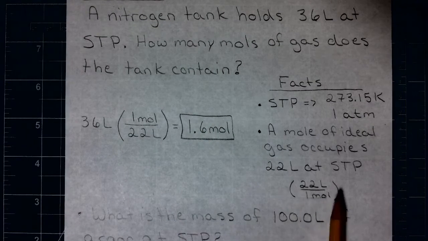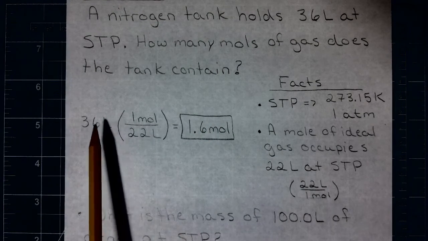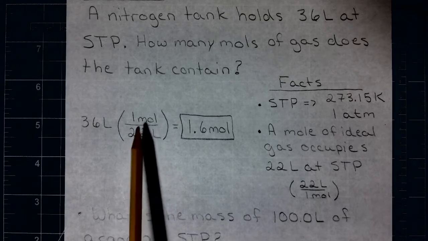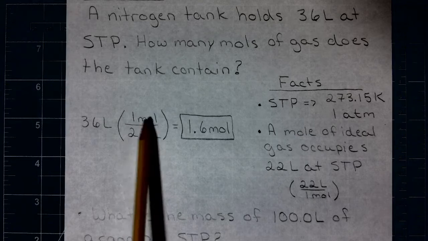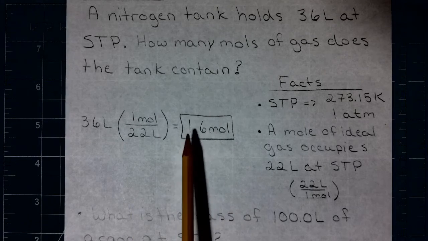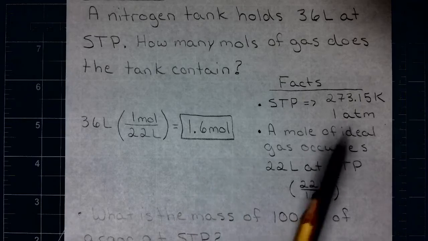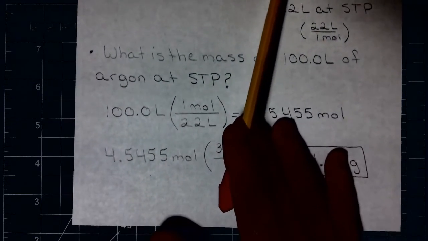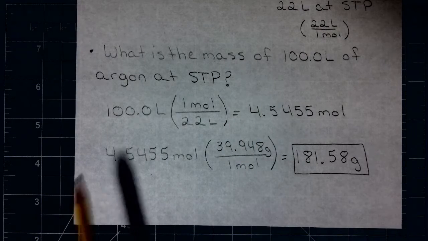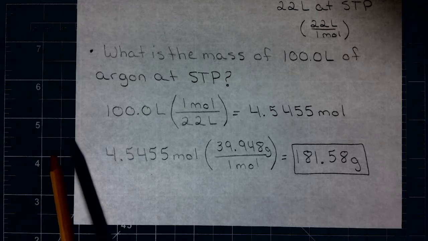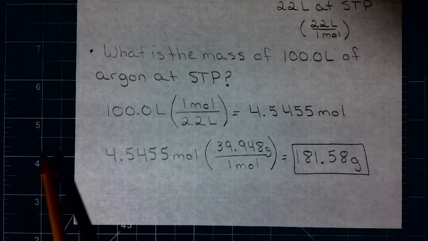With this fact known, we can convert the 36 liters of gas to moles by dividing by 22 liters, multiplied by 1 mole, and we see that the tank is holding 1.6 moles. We can combine these sorts of problems with any of the other mole type problems that we've asked before.